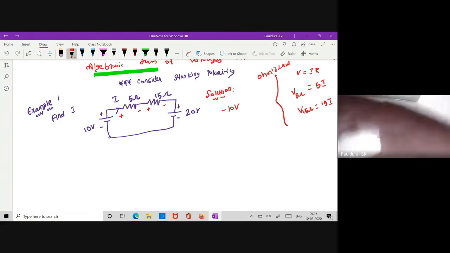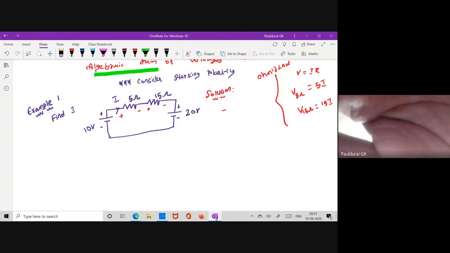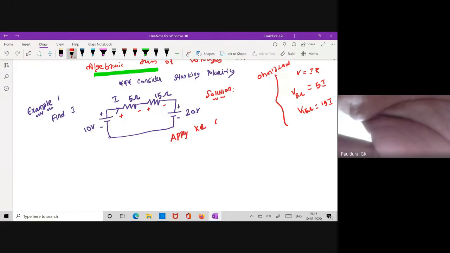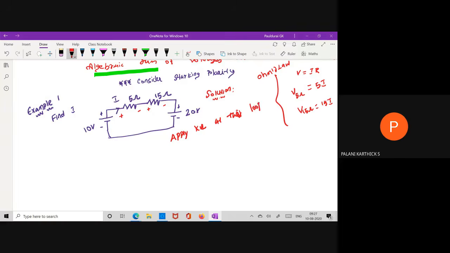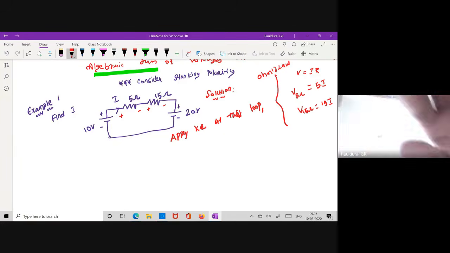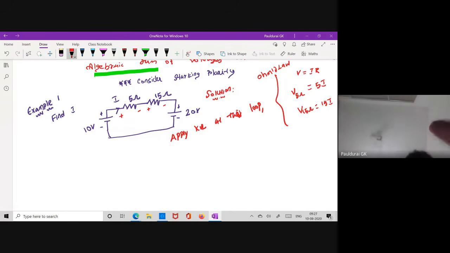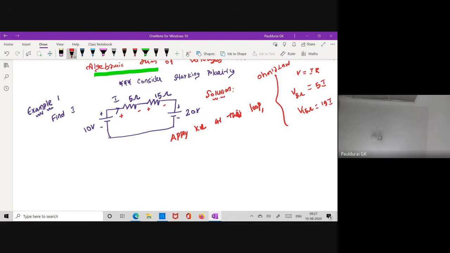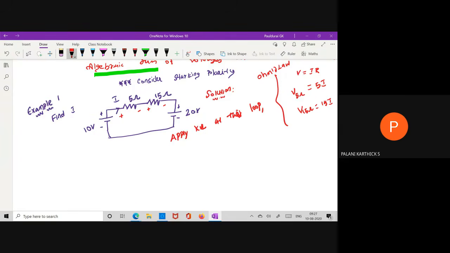Okay, so now solution: apply KVL at the above loop, at this loop. So what is the KVL? Anyone? Can you help me? I don't know how to develop it. You guys, please, I want to know your flow. Anyone?